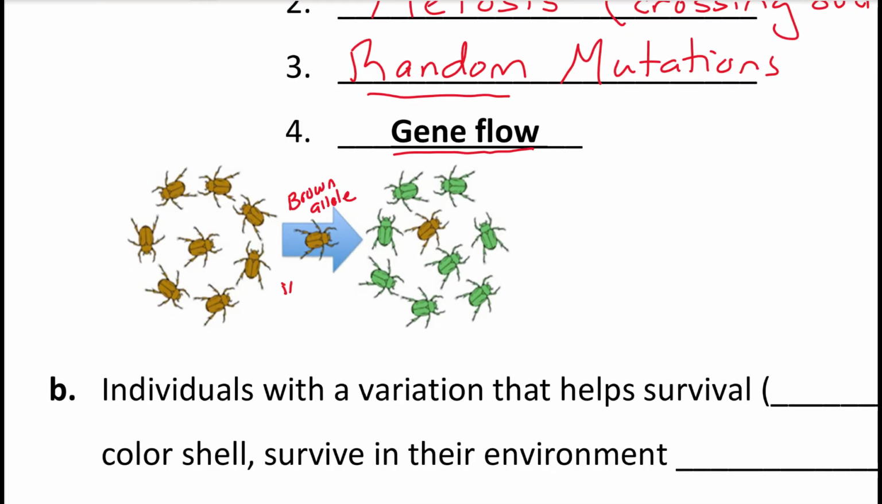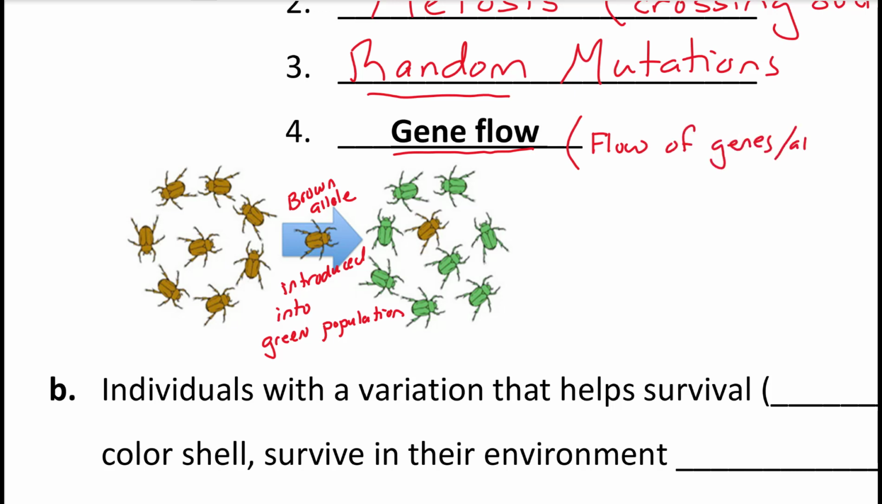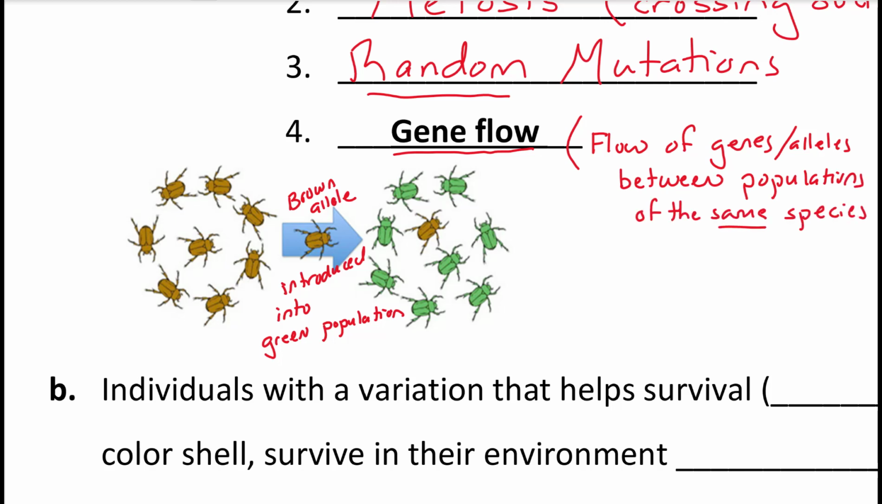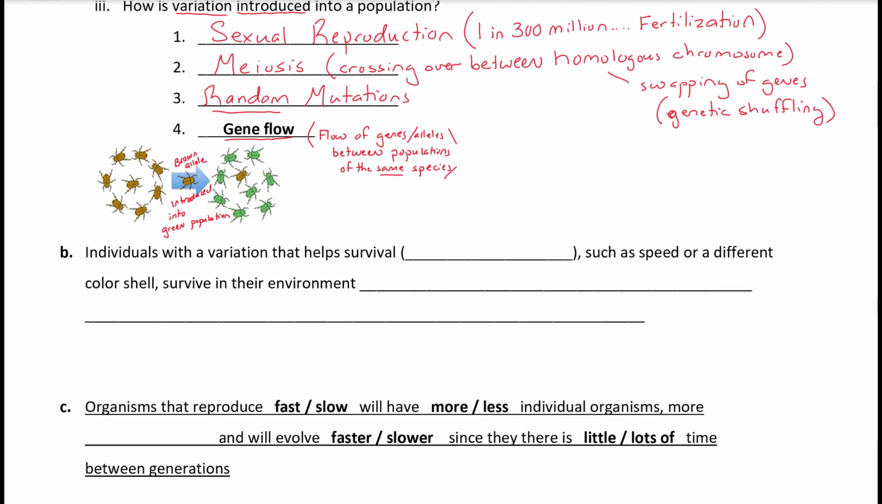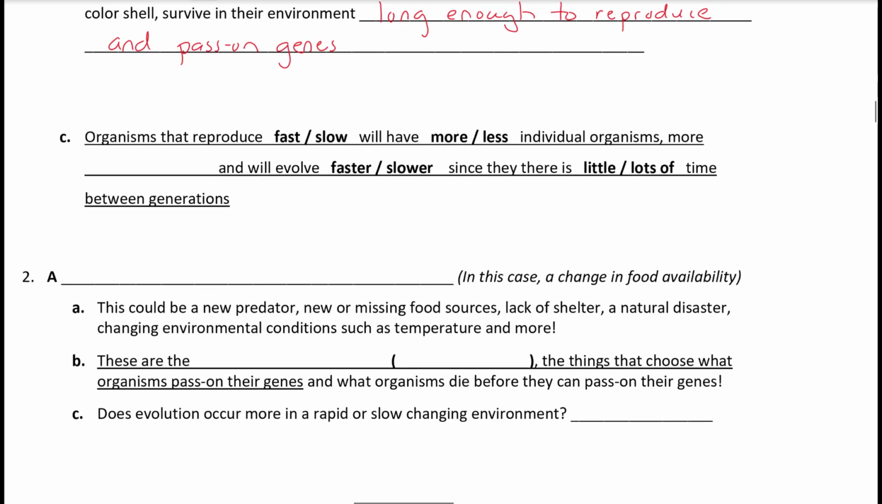Gene flow is a fourth way, meaning you could have an organism from one population go into an isolated population, but it has to be the same species. So it's the flow of genes or alleles between populations of the same species, because you have to be the same species to mate. Individuals with a variation that helps survival and adaptation will live long enough to reproduce and pass on their traits and genes.